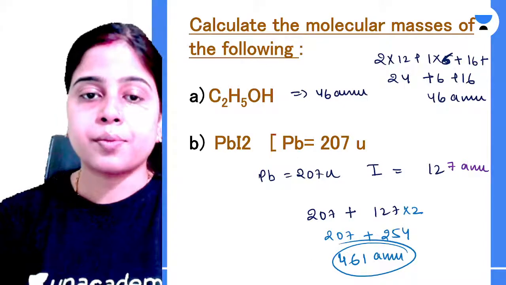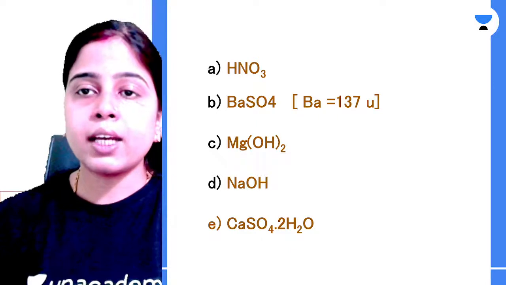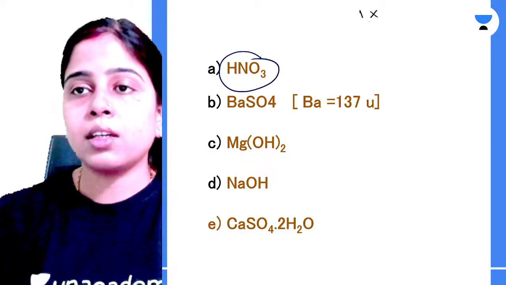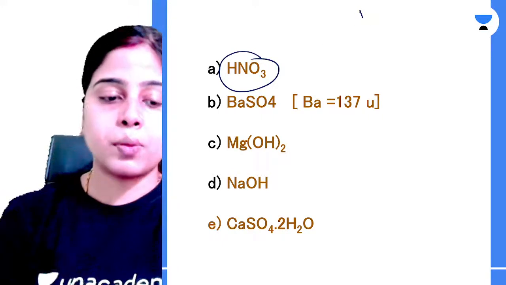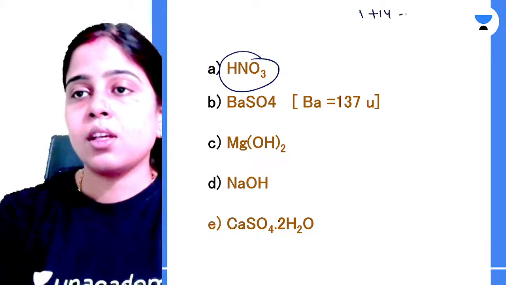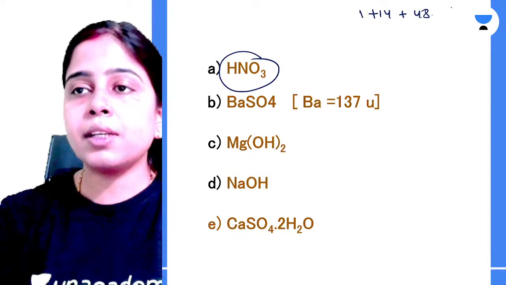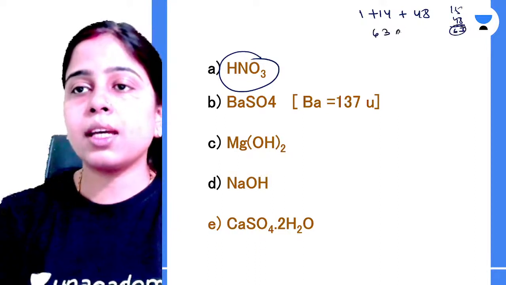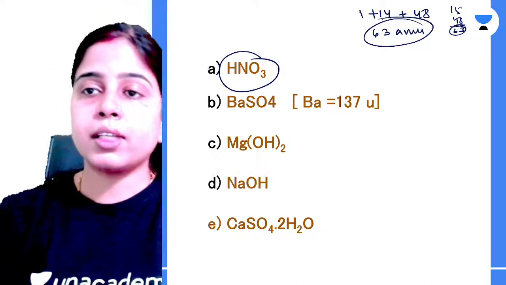Clear? Next we have your HNO3. Let's find out. H is 1, nitrogen is 14 AMU is the atomic mass for nitrogen. 16 threes are 48. So 14 plus 1 is 15, plus 48, how much are you getting? 63. So 63 AMU is the molecular mass of your nitric acid.